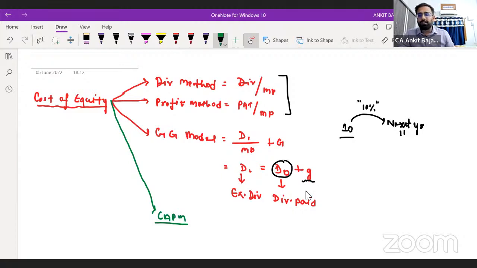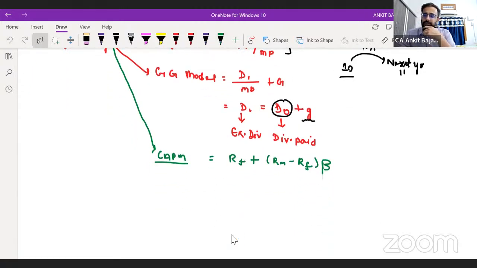What exactly the capital asset pricing model is, I will tell you, but first I will write down the formula. The formula is RF plus (RM minus RF) into beta. Before discussing this formula more, I would like to discuss a few things with you. Let's suppose I take the example of two people.